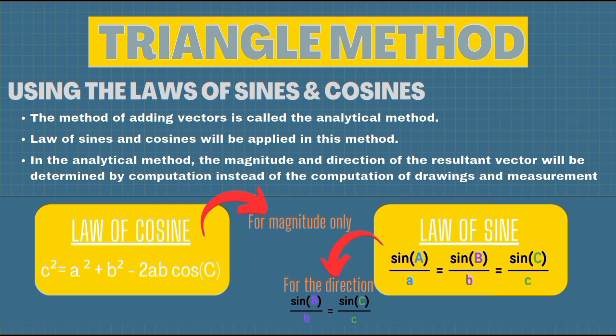This is the formula for the laws of sine and cosine. The law of cosines: c squared is equal to a squared plus b squared minus 2ab cosine theta, or C. This formula is for magnitudes only, in determining the magnitude. And for direction, you can use the law of sines.